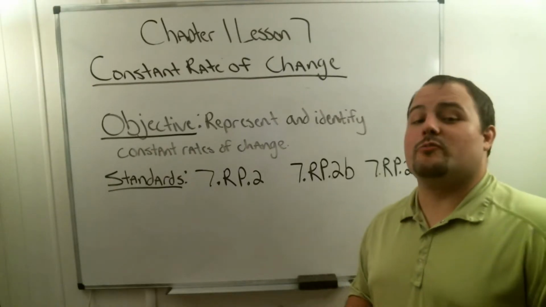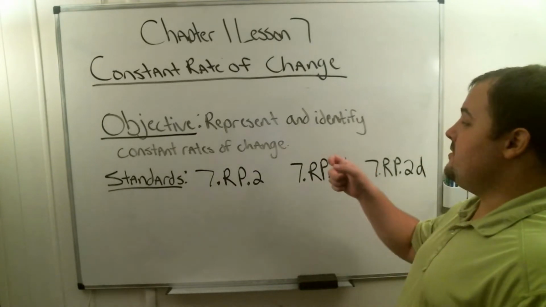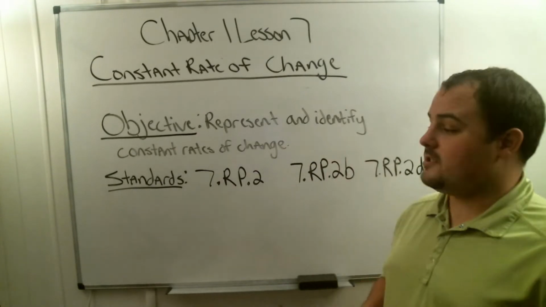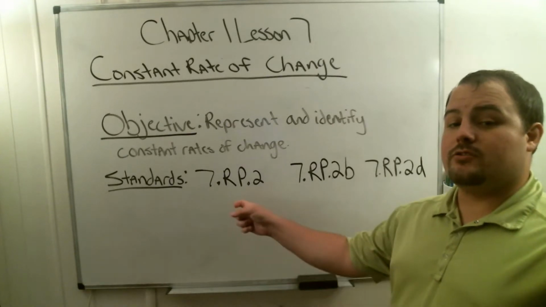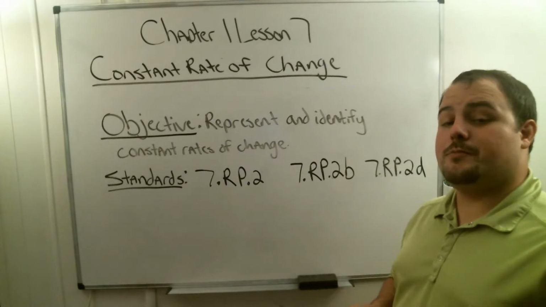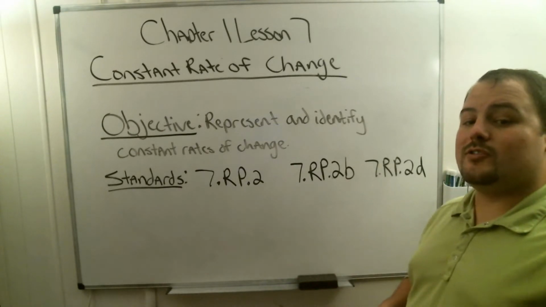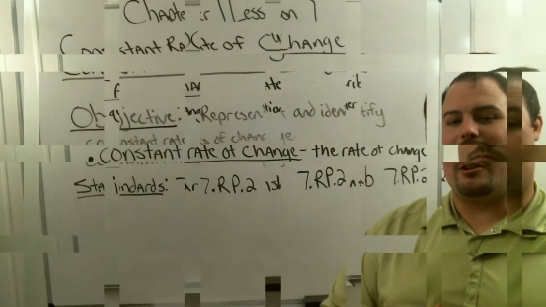In our 7th lesson, we're going to be talking about constant rate of change. Our objective is to represent and identify if there's a constant rate of change. The standards we're going to be addressing are 7th grade ratios and proportions standard number 2, standard 2B, and standard 2D. Let's go ahead, copy our vocab, and start this lesson.